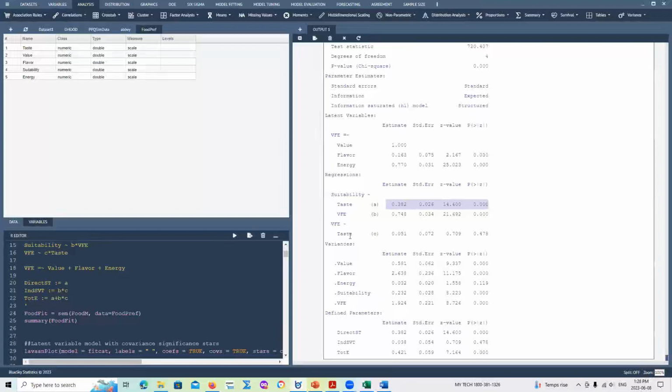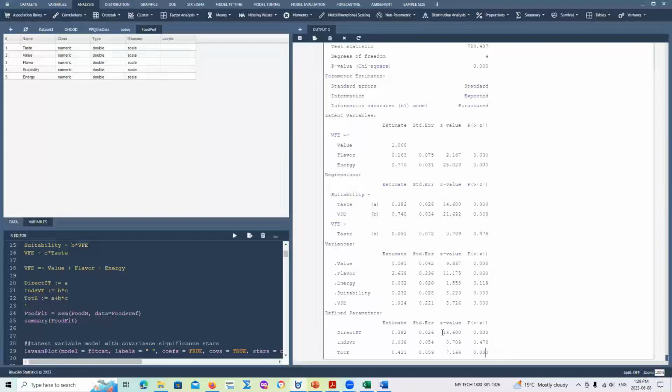Our indirect effect was suitability to VE, which is B, times VE to taste, which was C, the product of the two. So it's the product, and it's why it's being tested. It's not significant. The total effect is the sum of those. So the total effect is significant. Even though the indirect effect is not significant, the total effect is significant, mainly because the direct effect is highly significant.